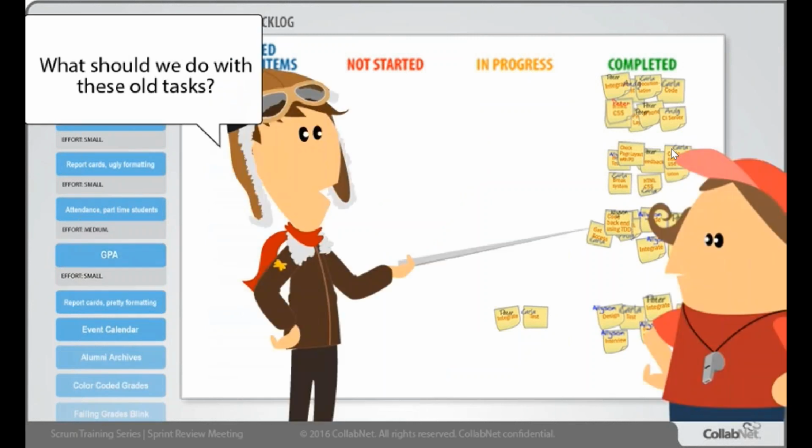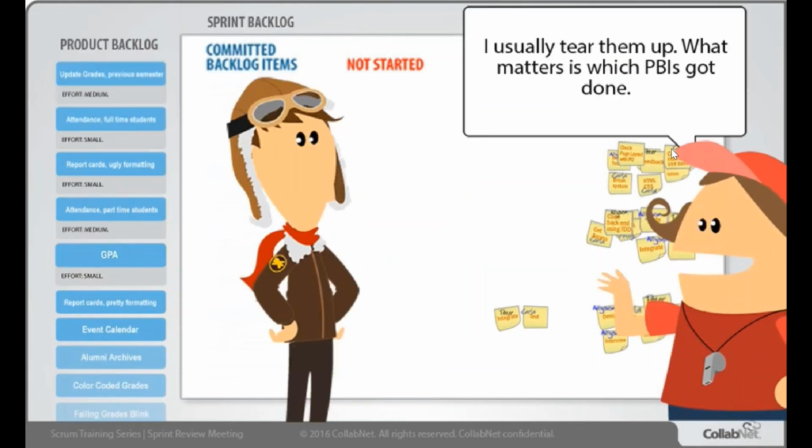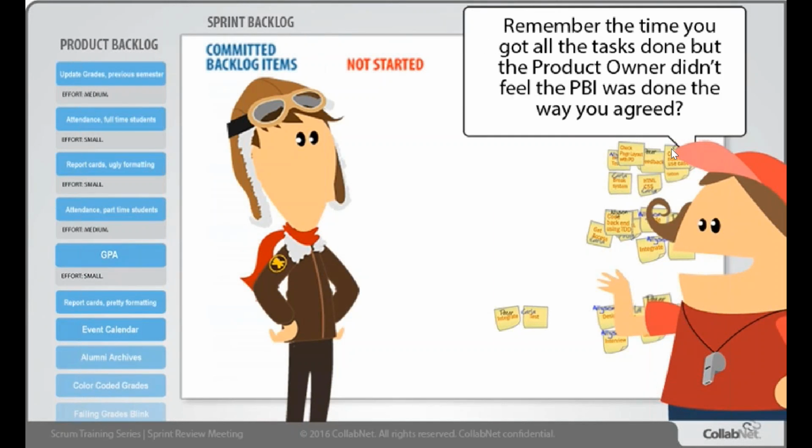What should we do with these old tasks? I usually tear them up. What matters is which PBIs got done. Remember the time you got all the tasks done, but the product owner didn't feel the PBI was done the way you agreed?